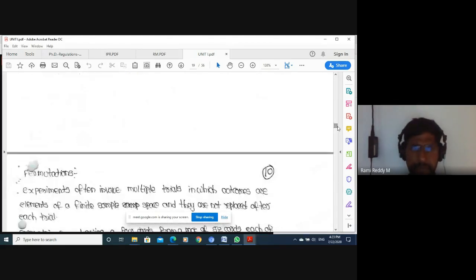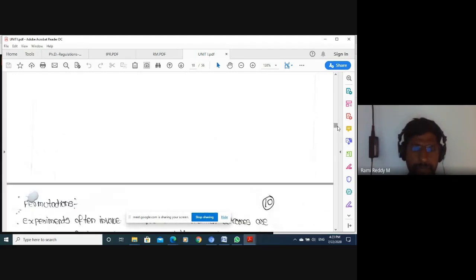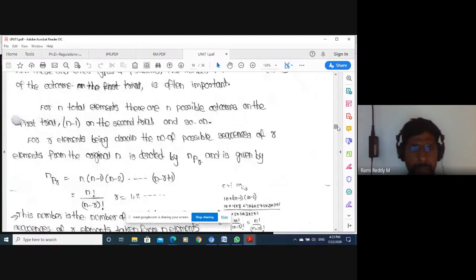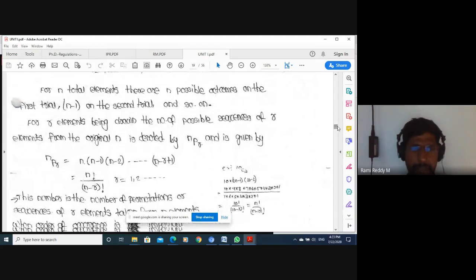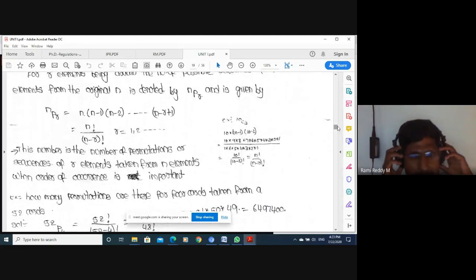So, where r values equal 1, 2, and so on. This number is the number of permutations or sequences of r elements taken from n elements when the order of occurrence is important. This is about permutations. When the order of occurrence is important, then only we will be going for permutations.